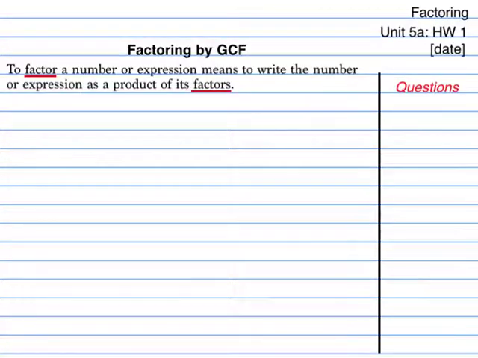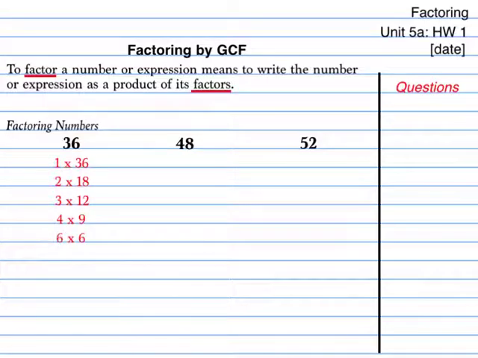So to factor a number or expression means to write the number or expression as a product of its factors. So we can talk about factoring numbers, and let's start with 36. 1 times 36 is 36. 2 times 18 is 36. 3 times 12 is 36. 4 times 9 is 36. And 6 times 6 is 36.